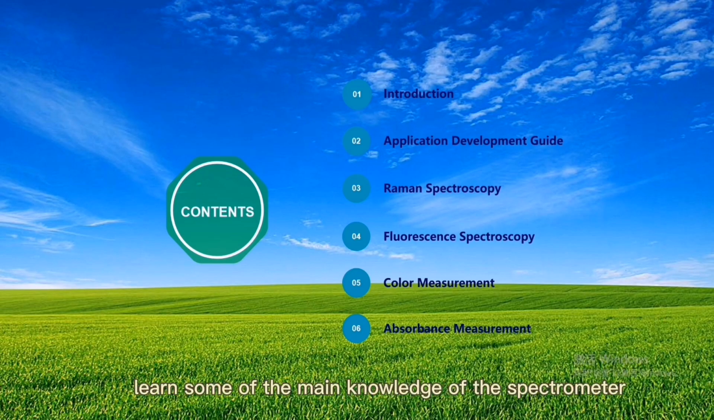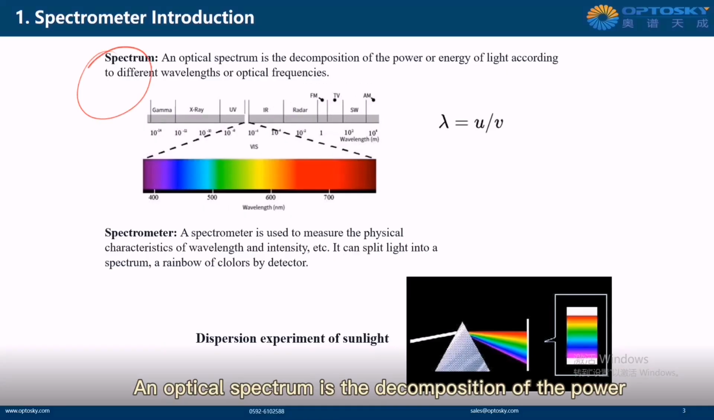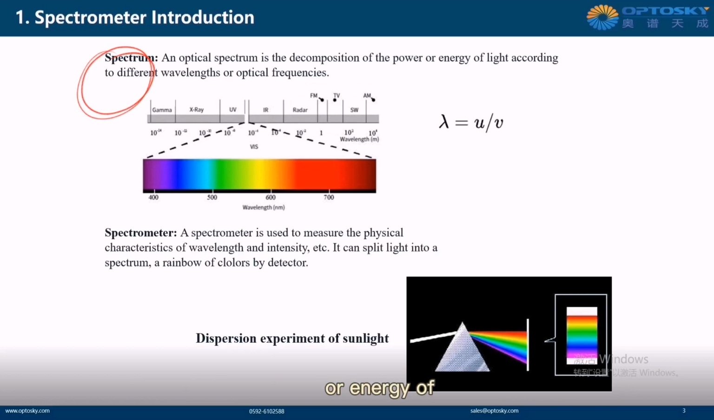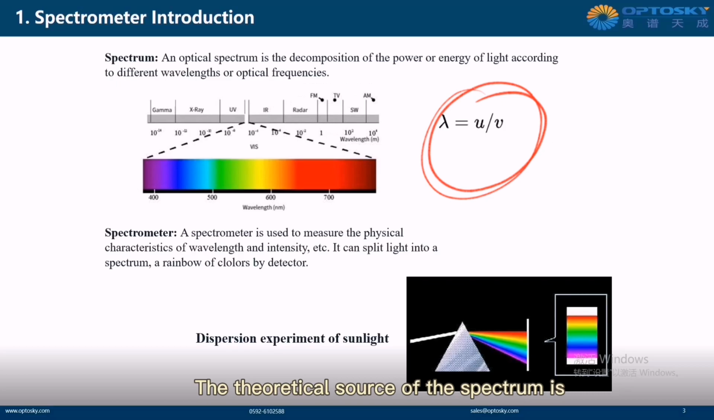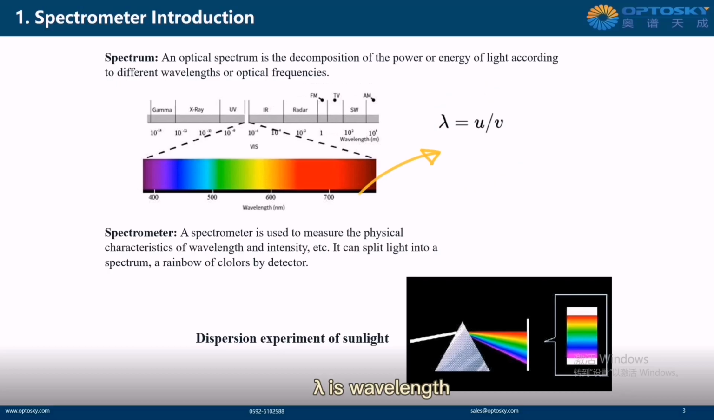Firstly, let's learn some of the main origins of the spectrometer. An optical spectrum is the decomposition of the power or energy of light according to different wavelengths or optical frequency. The theoretical sum of the spectrum is lambda equals U divided by V. Lambda is wavelength, U is speed of light in vacuum, V is the frequency.